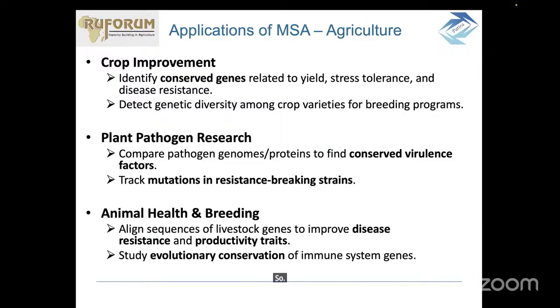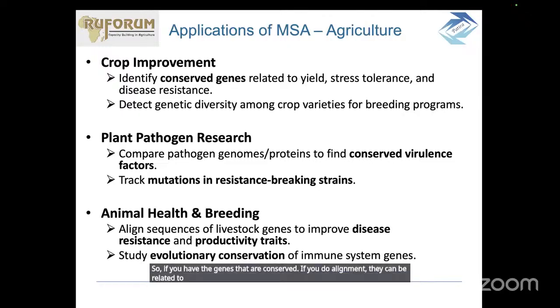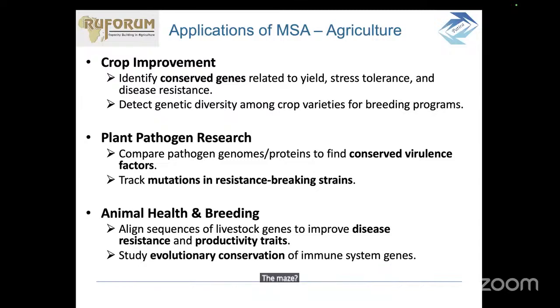So how do you apply that in agriculture? Crop improvement. So if you have genes that are conserved and you do alignment, they can be related to stress tolerance. I already talked about the maize. Disease resistance. It can also detect genetic diversity among crop varieties and so forth.